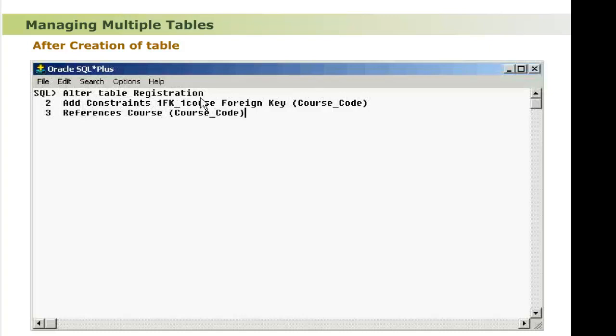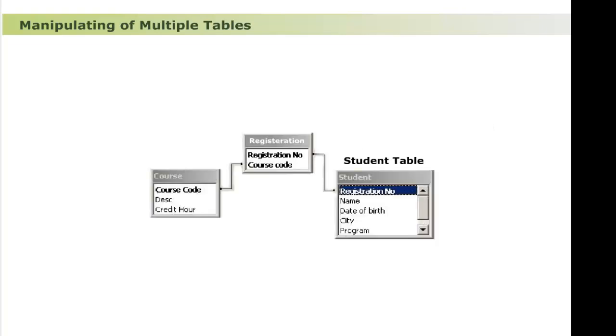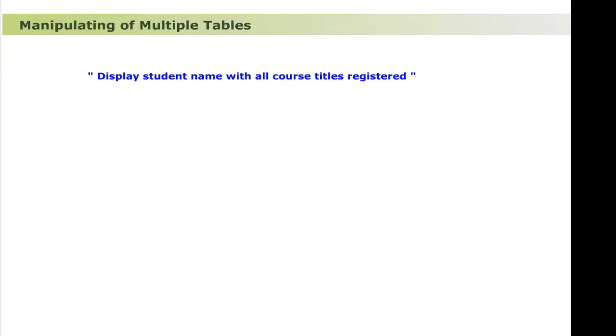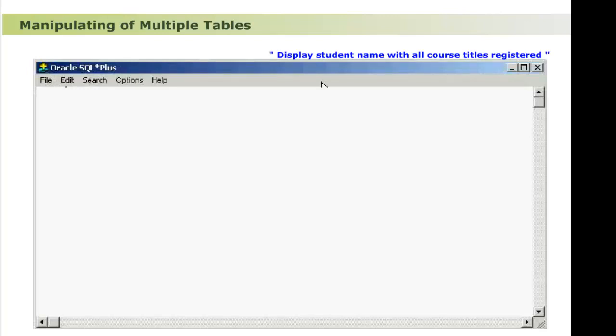Dear learners, the definition of foreign keys automatically enforce the referential integrity rules which are beyond the scope of current discussion. Manipulation of multiple tables. So far we learned to manipulate rows in a single table, but very often it is required to join rows of one table with rows of another table. For example, consider student, course, and registration tables for a query shown as display student name with all course titles registered. The select command that uses foreign key is shown as. The output of this command is shown as.